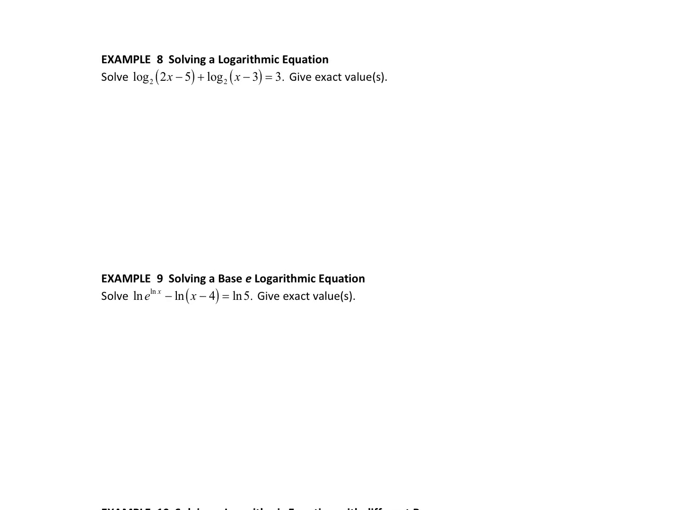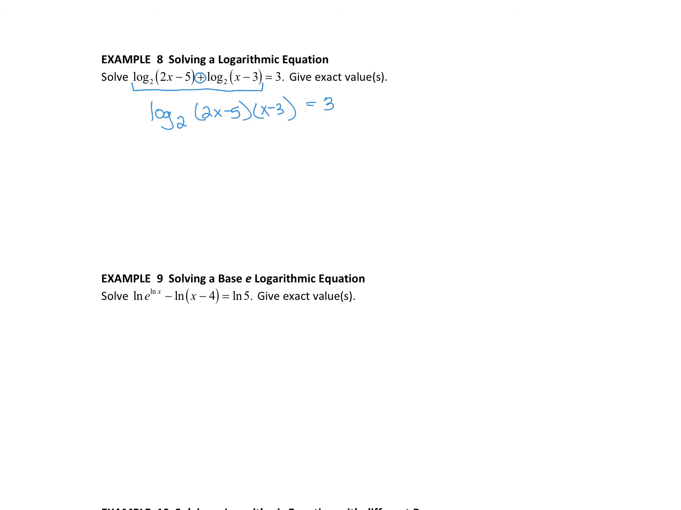So here's one where we have a log plus a log equaling a number. So we're going to have to take these two logarithmic expressions and condense it into one log. So this will be log base 2, and since this is a plus, we're going to multiply 2x minus 5 times x minus 3, equaling 3.